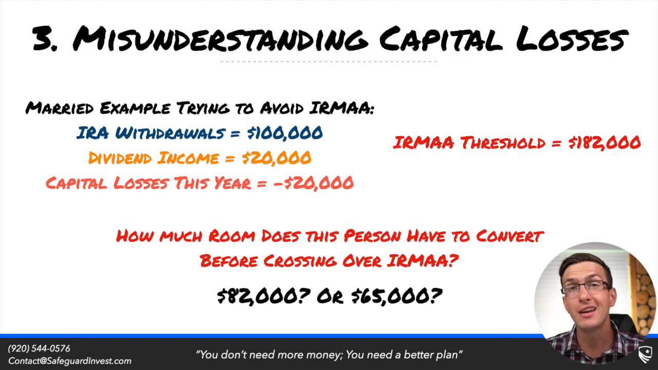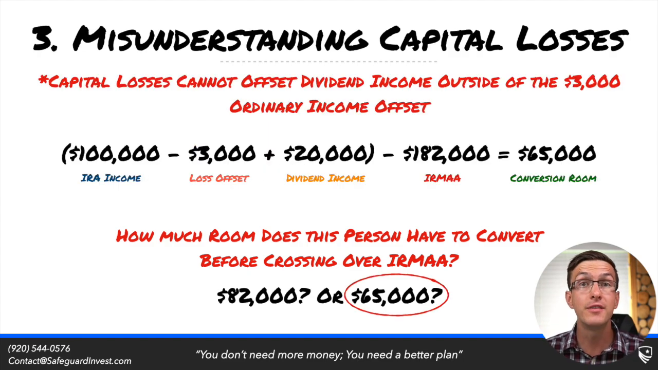A lot of you might be thinking they have $82,000 worth of room, because if we take their IRA withdrawals of $100,000, and we have dividend income, which we need to add in, but then we have capital losses, don't those cancel out? If they don't, however, we only have $65,000. Why $65,000? That might be a little confusing, so let me show you the math. In this specific situation, they do only have $65,000 of room, and the reason is that capital losses cannot offset dividend income.